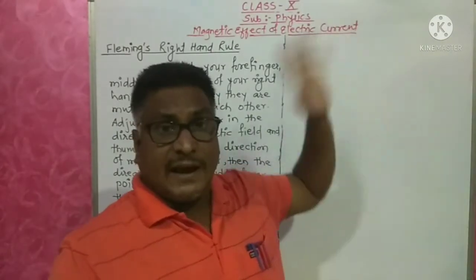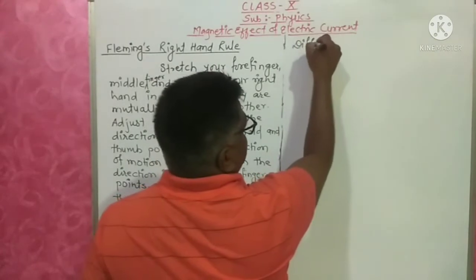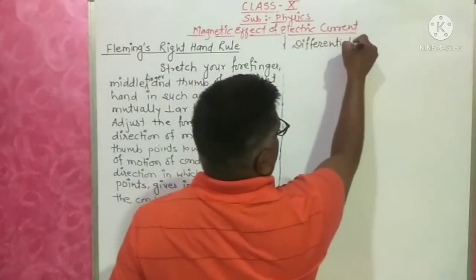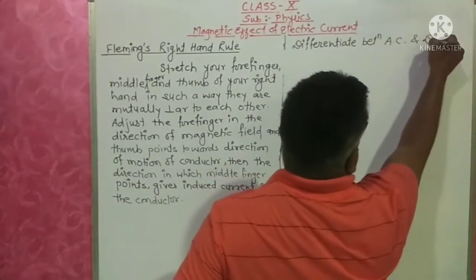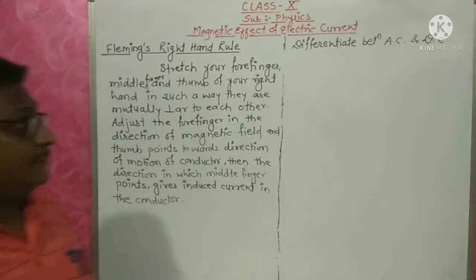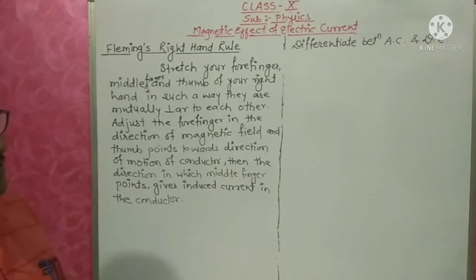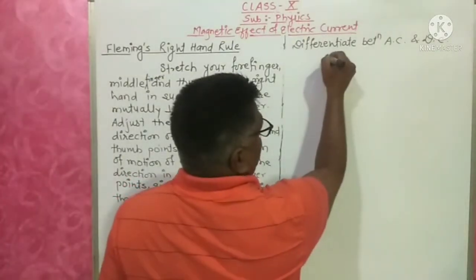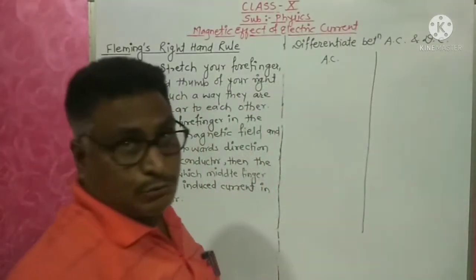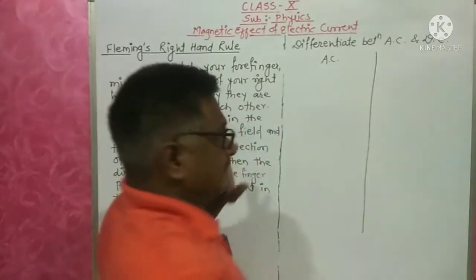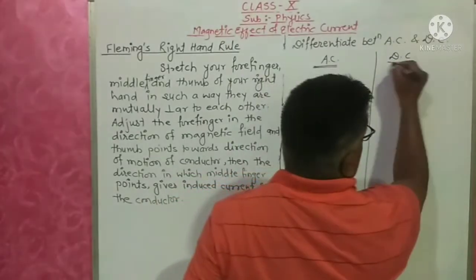So now we will discuss comparatively what AC and DC are. Differentiate between AC and DC. So in the difference between form we will discuss the meaning of AC and DC. How do we write the difference? We will make two parts and write the difference side by side, not one below the other. So remember these things.